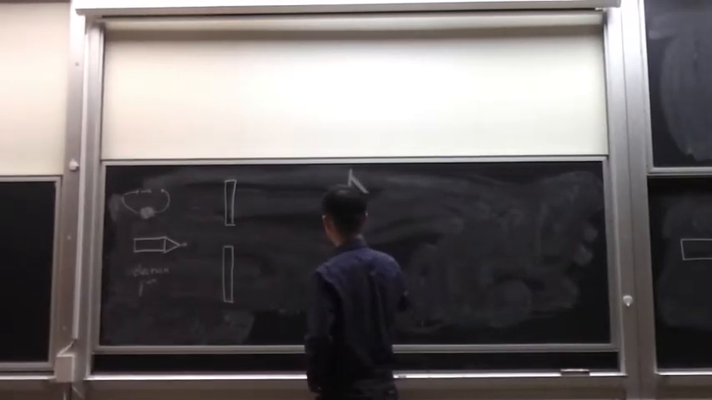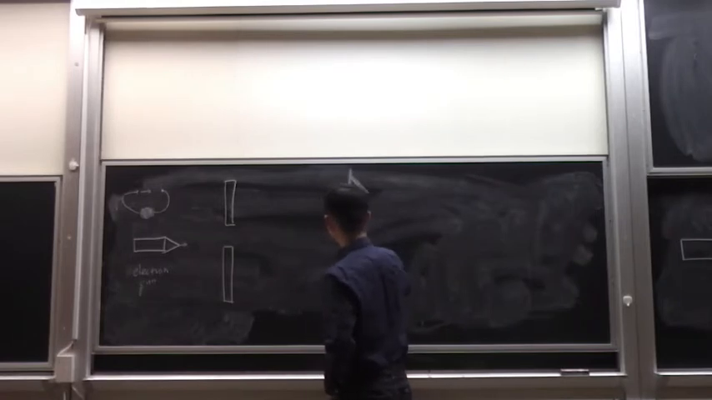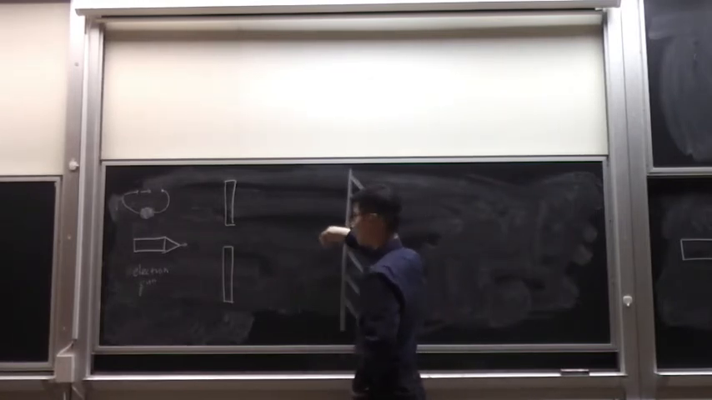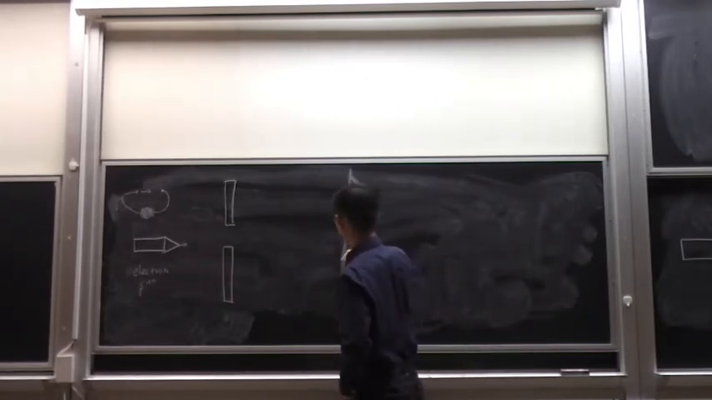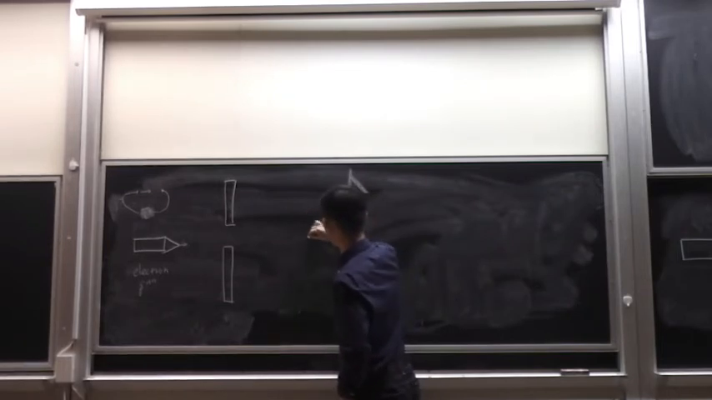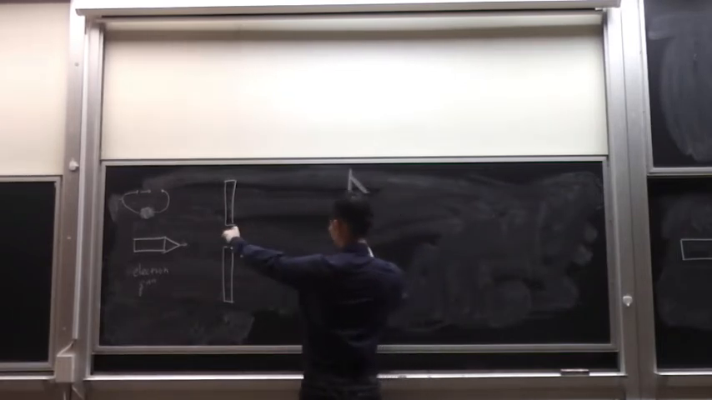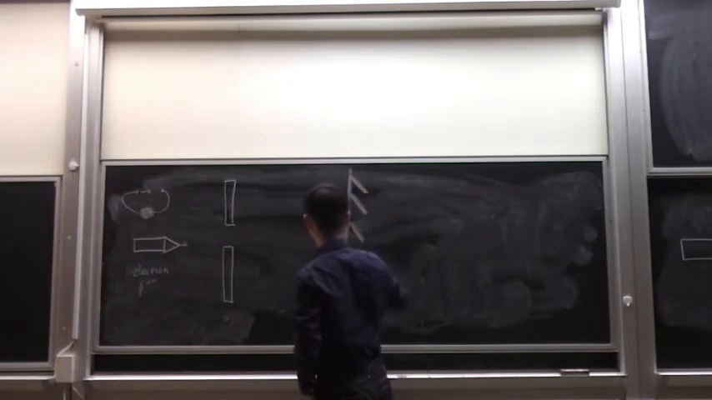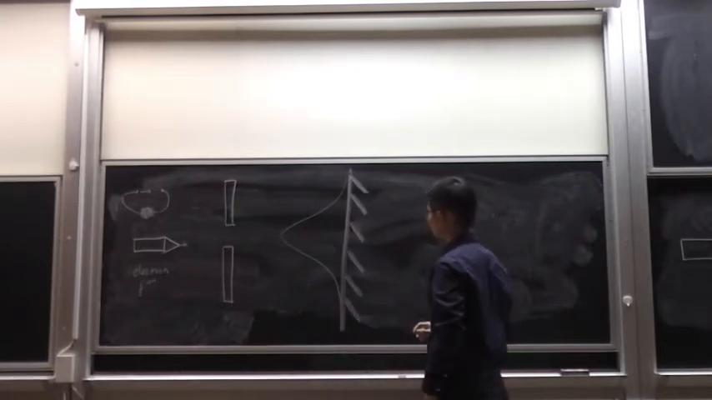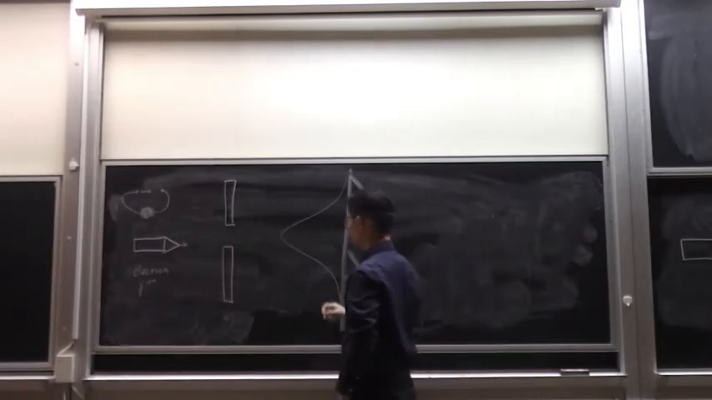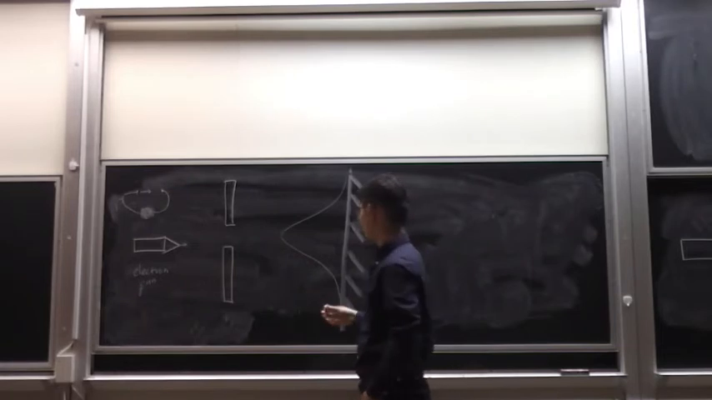Basically, you have many flashes one by one on the screen. And as you go through this many times, you'll see a pattern forming. There are more particles landing here, at the center of the slit, and fewer here. But in general, you see this bell-shaped distribution. And this is the empirical distribution from doing the experiment thousands of times.